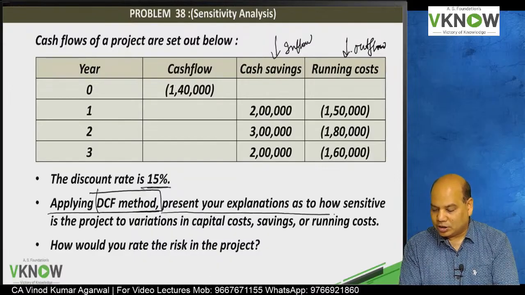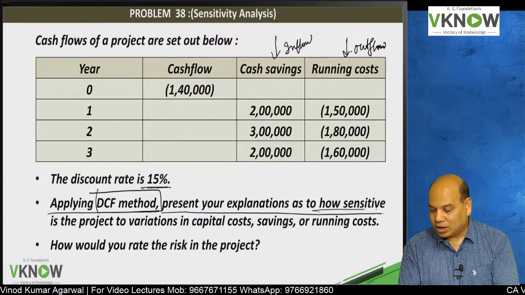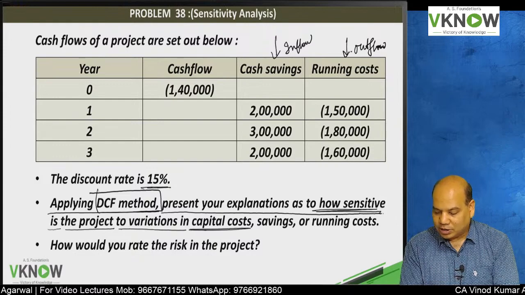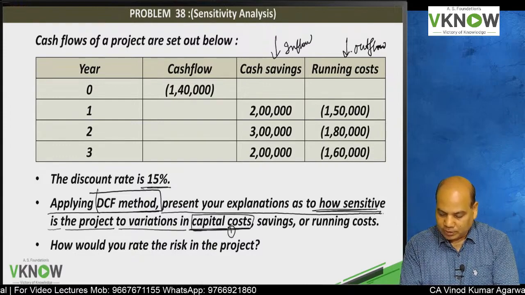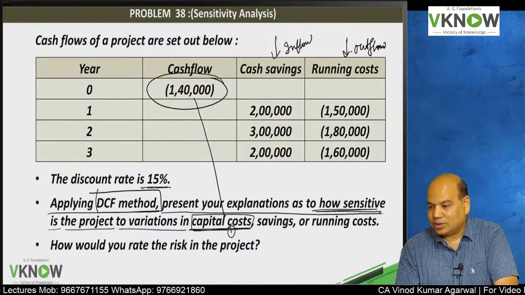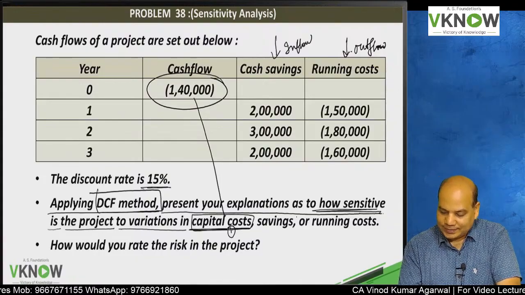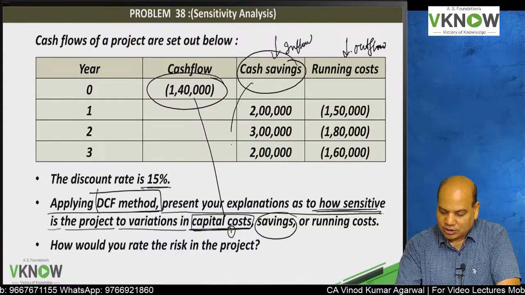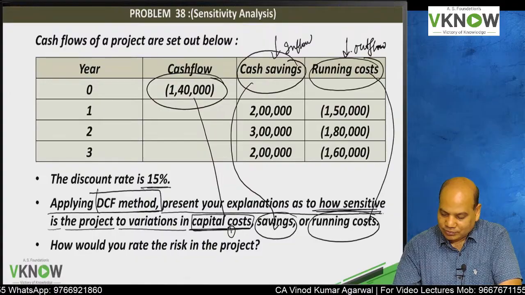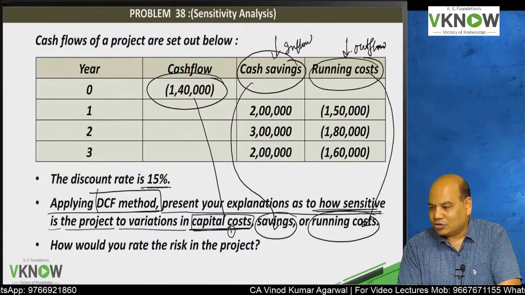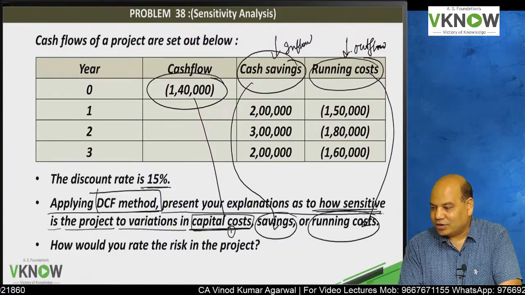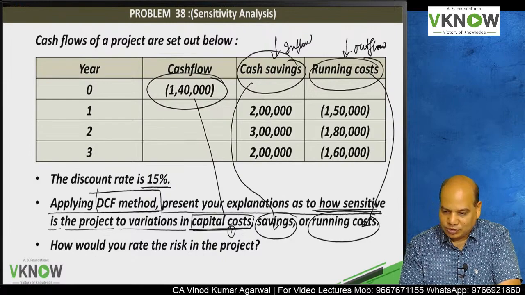Present your explanation as to how sensitive is the project to the variation in capital cost. Capital cost means project cost. To what extent the project cost can rise? Saving, test it for saving also. And third, running cost. How much running cost can rise, still my NPV is 0? How much cash saving can fall, still my NPV is 0?